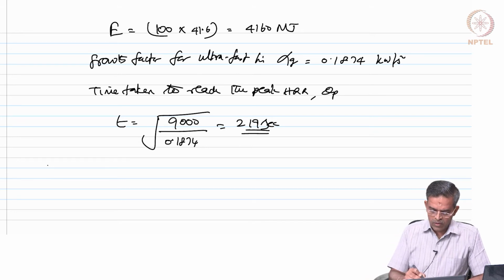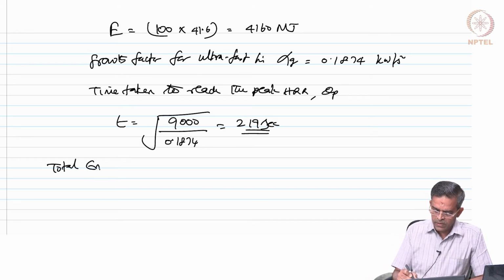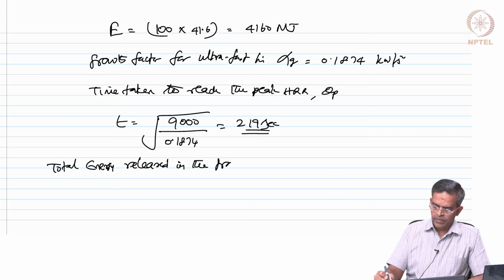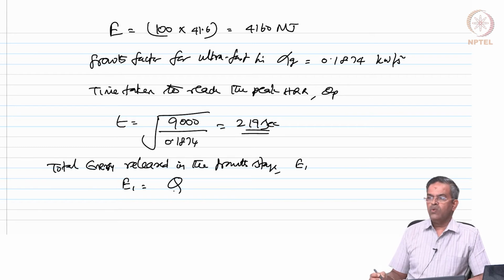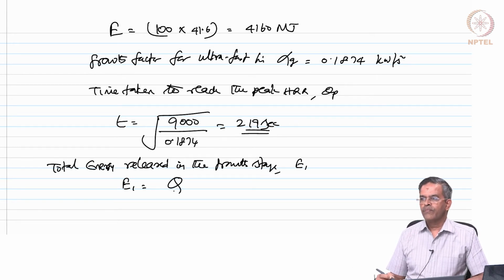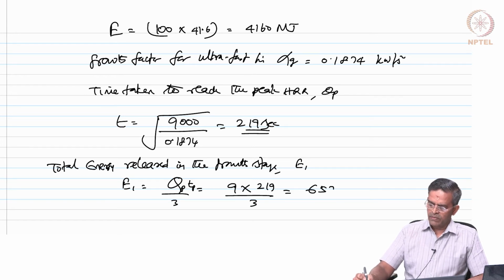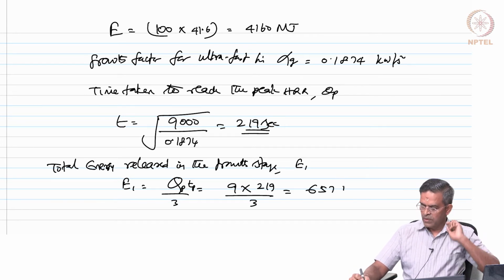Now, the total energy released in the growth stage, let us call this E1, can be computed as Qp into Tp by 3, which is 9 into 219 by 3, which is 657 megajoules.